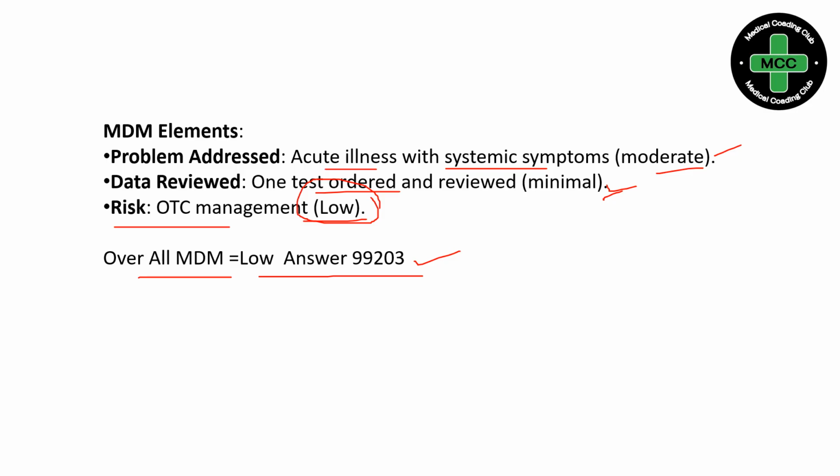So likewise, you can just note down the three different elements. Say for example, you are getting the problem as minimal, data is limited, and risk is moderate. So in this case, problem is minimal, data is limited, risk is moderate, your average will be limited or low level. So you will take the final MDM as low MDM.